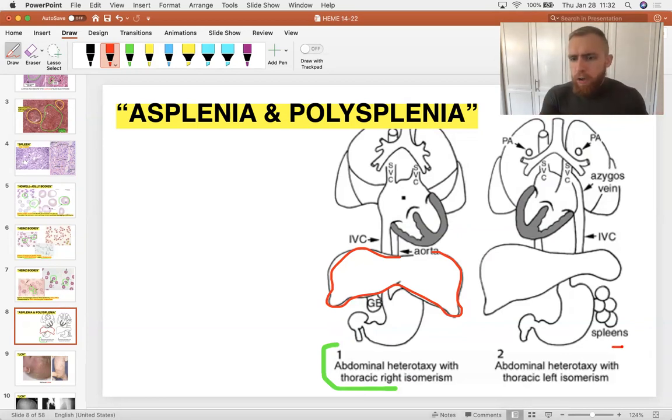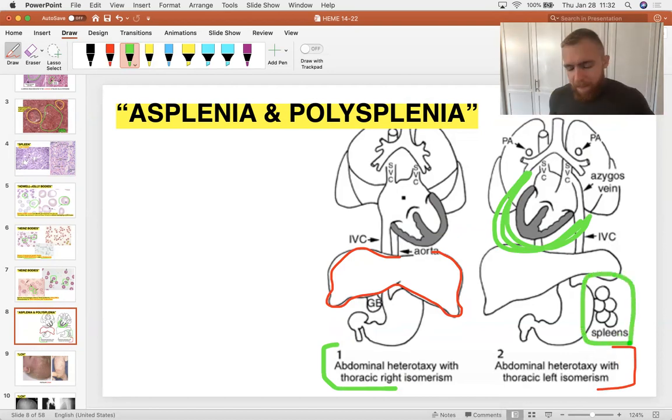So here is congenital polysplenia. And in this situation, you've got a situs inversus of the thorax, and the abdomen is normal, in that the abdomen isn't mirror image. It's not flipped. It's not reversed.